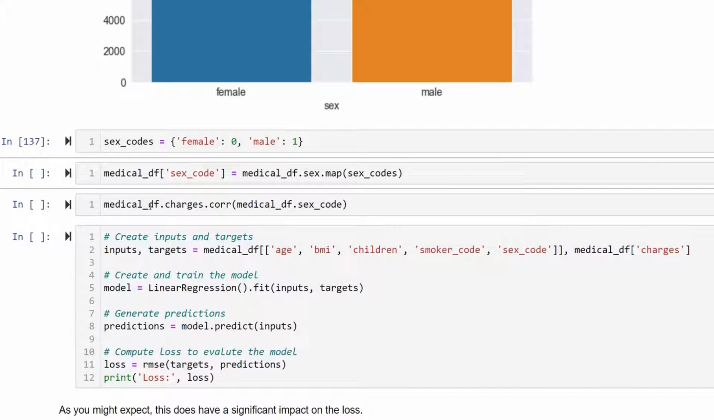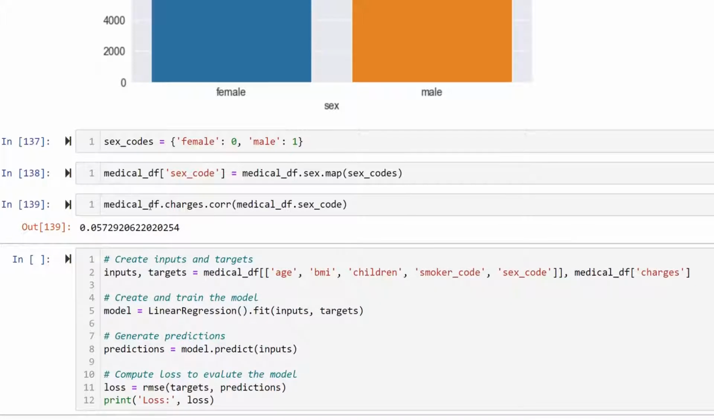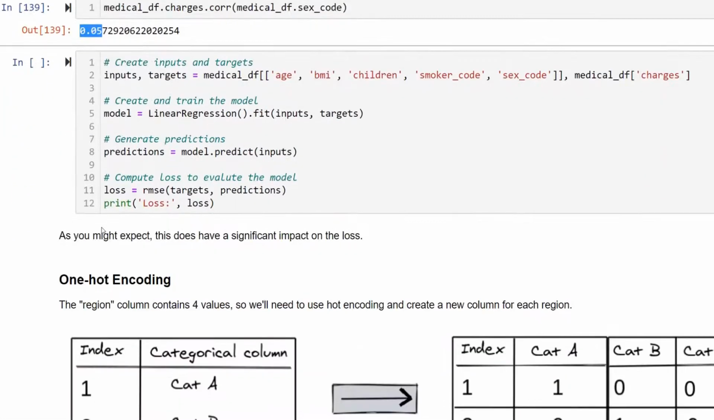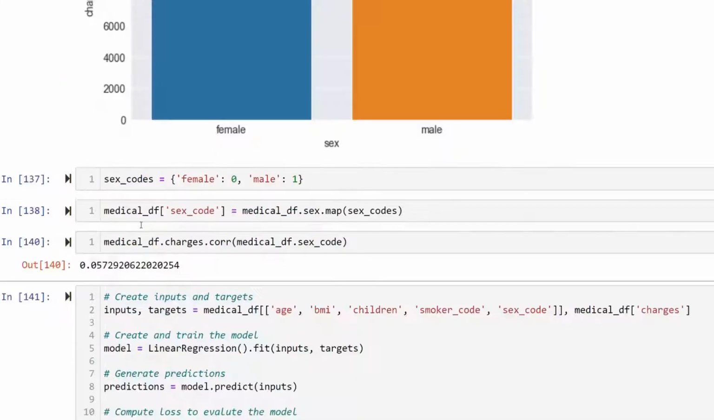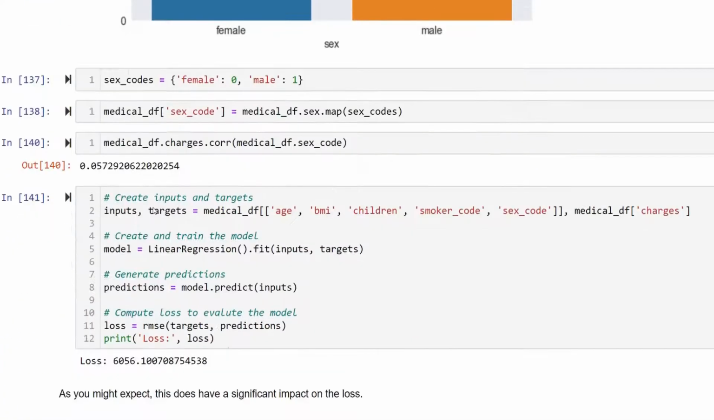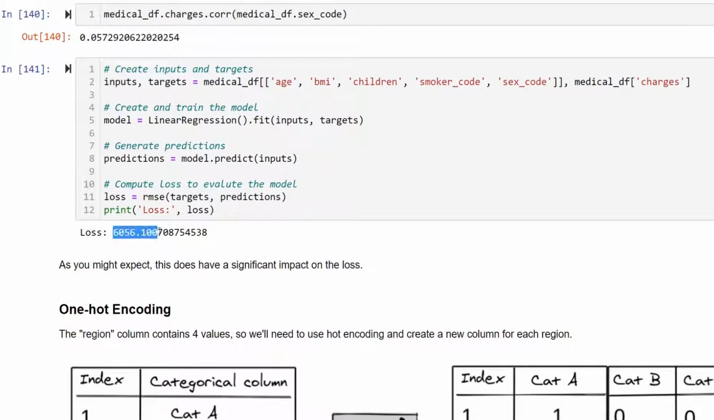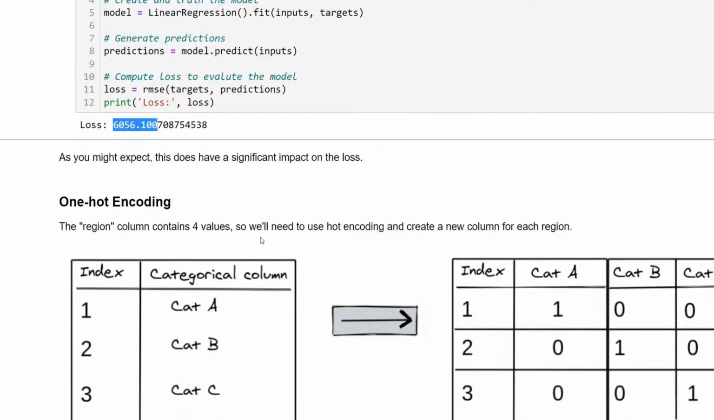And I'm going to map the sex code with the sex column. There is a correlation of 0.05, which was slightly less compared to the smoker codes. As you can expect, the loss was 6056.43 in the previous one, and 6056.10 in the present one. Slightly. As you might expect, that doesn't have a significant impact on the loss.